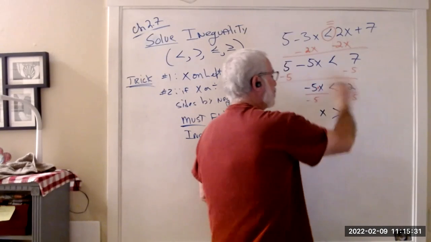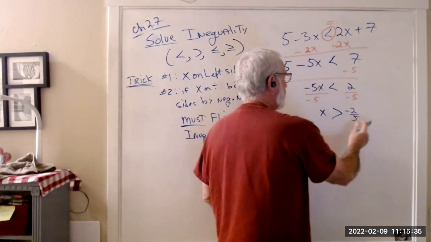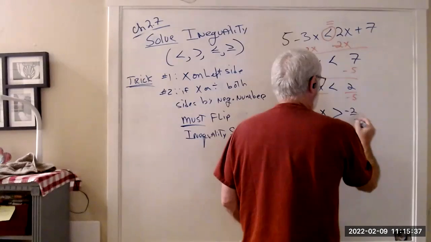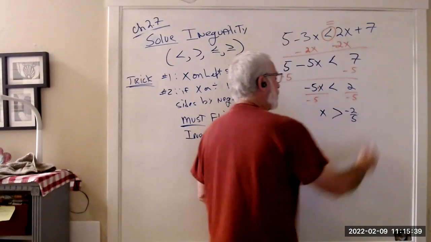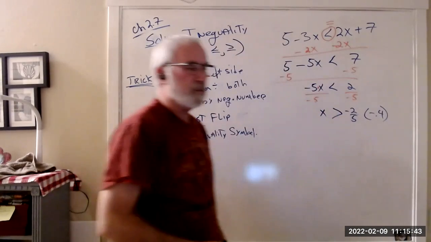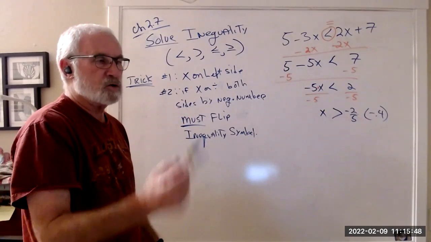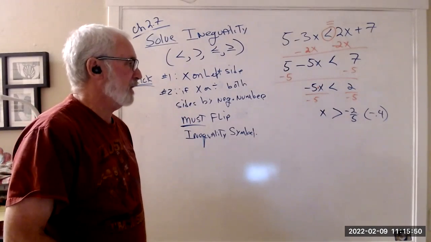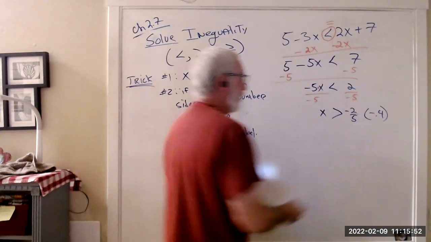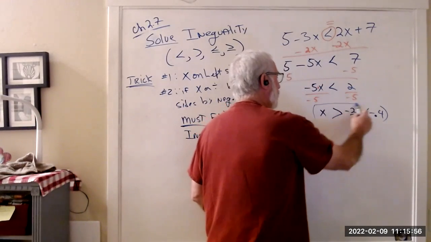Now, 2/5, you can call it negative 2/5, because 5 doesn't go into 2, or if you want to call it negative 0.4, I don't care. Decimals or fractions doesn't matter to me. If you do 2 divided by 5 on your calculator, you get 0.4. I don't care.